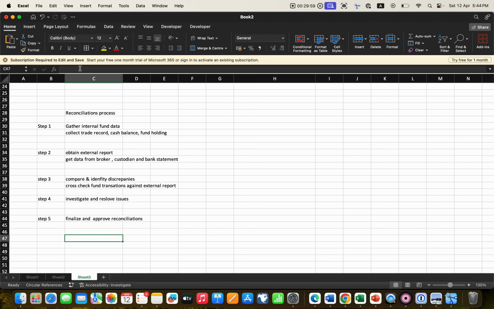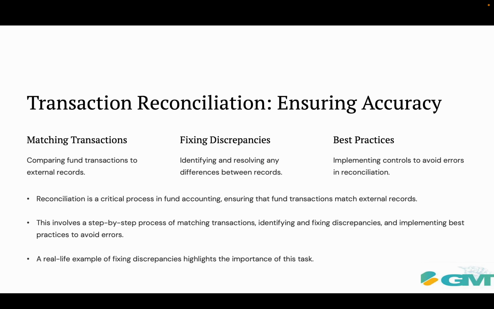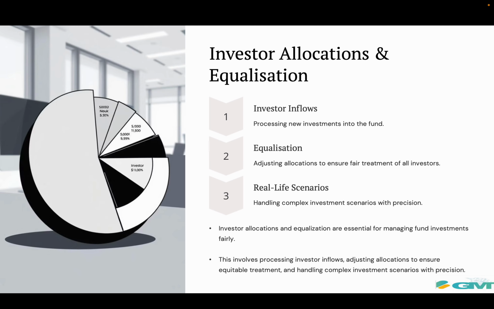Okay, so reconciliation and reporting are the backbone of fund accounting. They ensure accuracy, protect investors, and keep the fund compliant with regulation as well. So that's how important reconciliation is. Anyhow, we are done with this reconciliation part. Now the next important part is investor allocation and equalization.